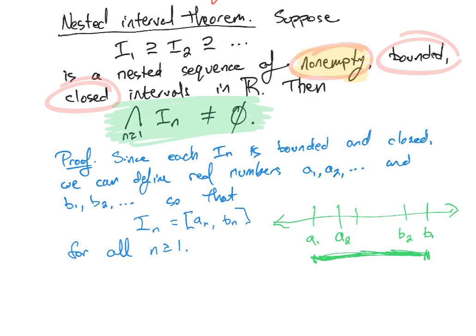Then we'll have an A3 and B3, and so on. And the theorem is saying that, at the end of the day, there's some point in all of them. What does this picture suggest to us? It looks like all the A's are less than or equal to all the B's.